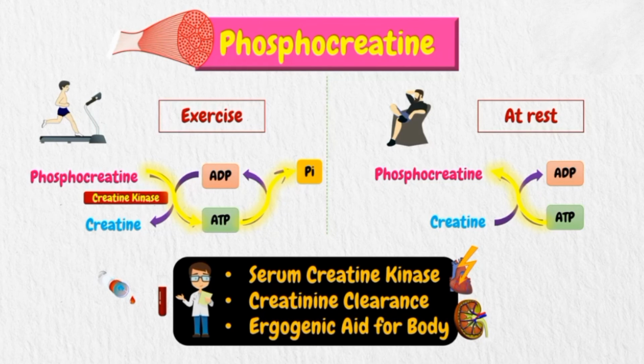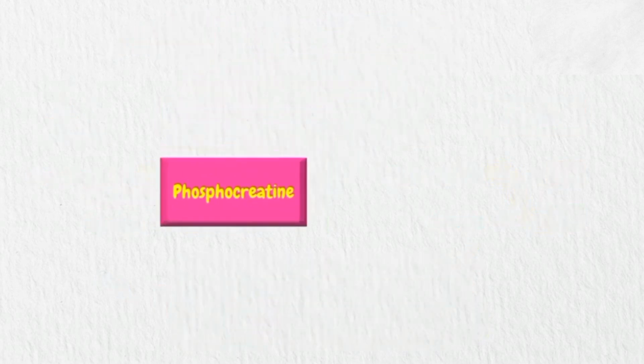Ergogenic aids are substances that enhance the speed, power, or stamina of an athlete, many of which are dangerous and illegal. Although controversial, a substantial body of opinion advocates creatine as the only ergogenic aid scientifically proven to enhance performance in both sprint and endurance events.